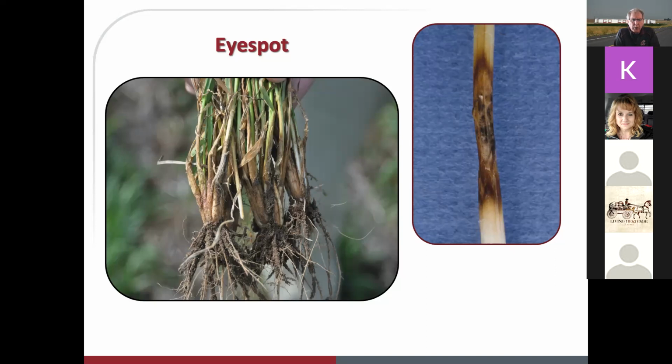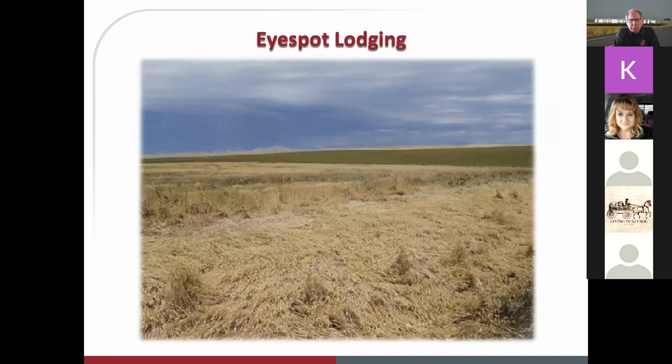One of the problems with eyespot is that it can cause lodging. The fungus grows into the true stem. It destroys the structural tissues and then causes the plants to fall over. In a situation like shown in this photo here, where you have widespread lodging, if you were to look in there carefully, you would see that there are some whiteheads, some dead standing stems or lodged stems. The potential yield loss in a situation like this is 40 to 50%. So it can be significant.